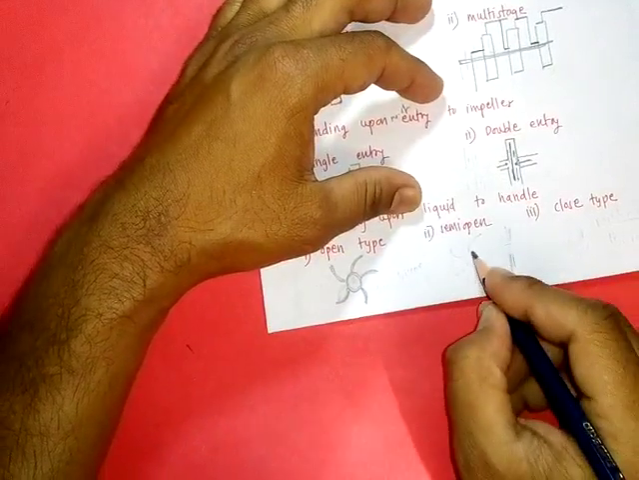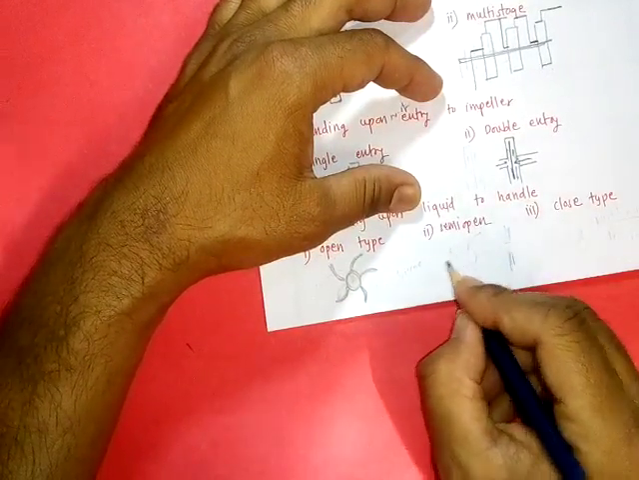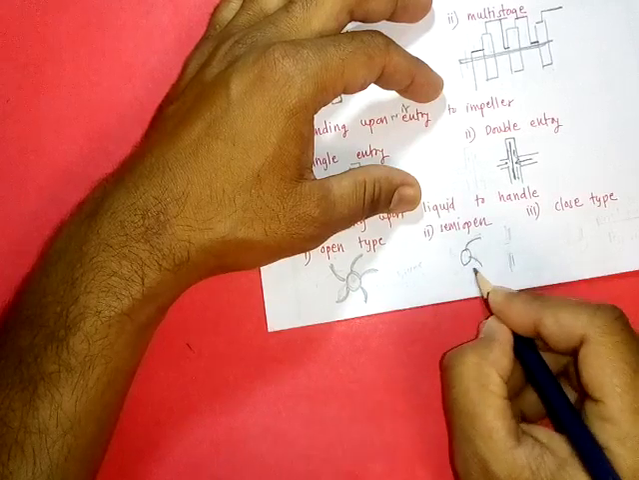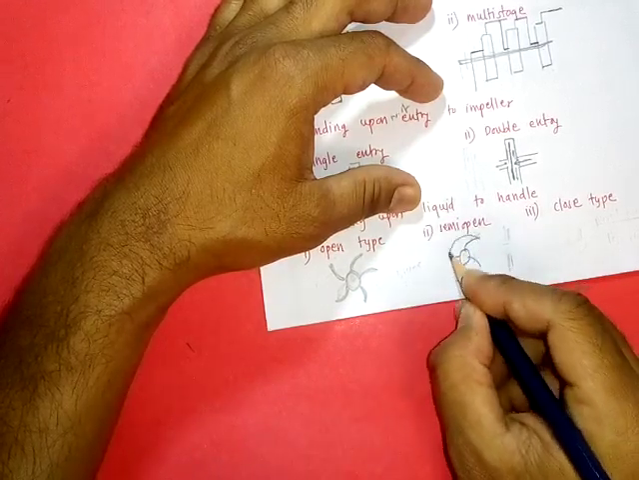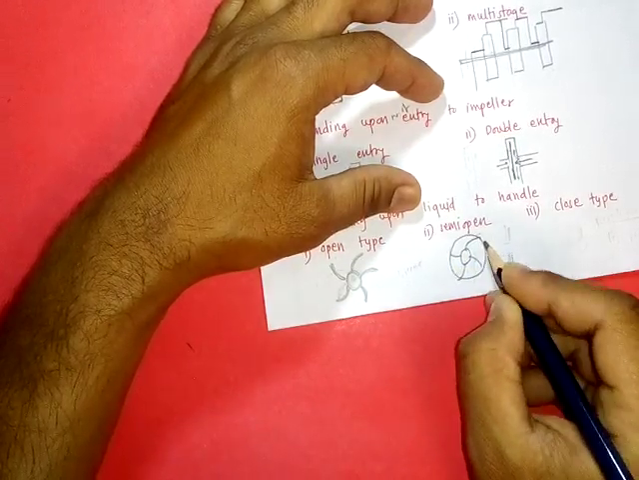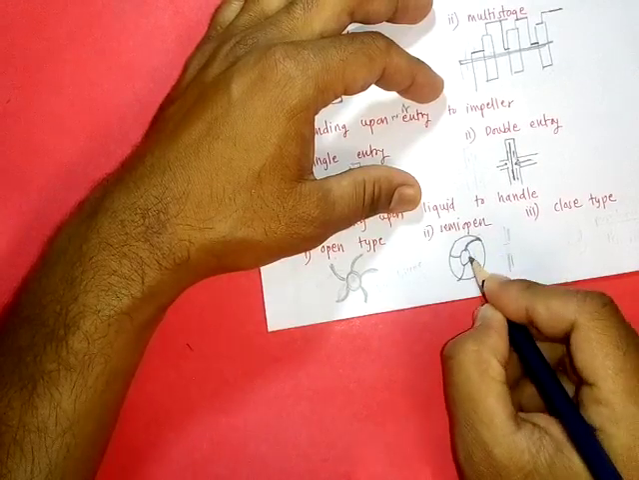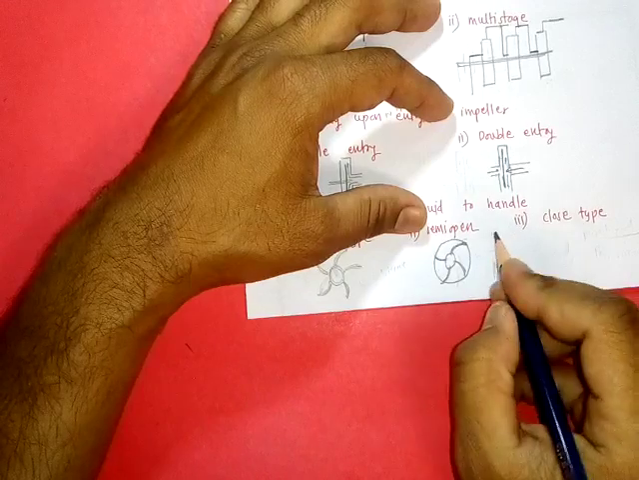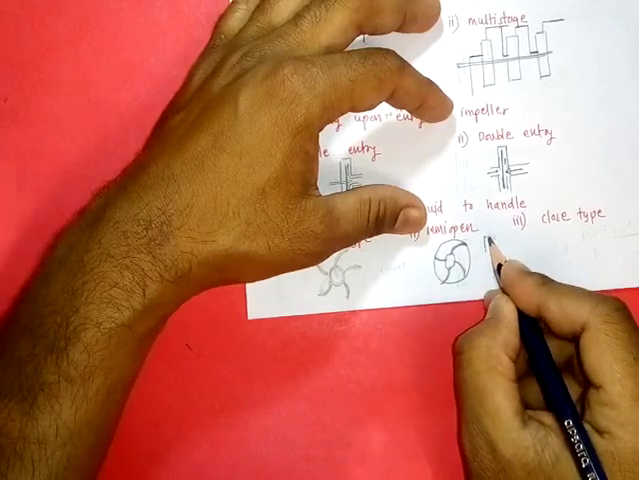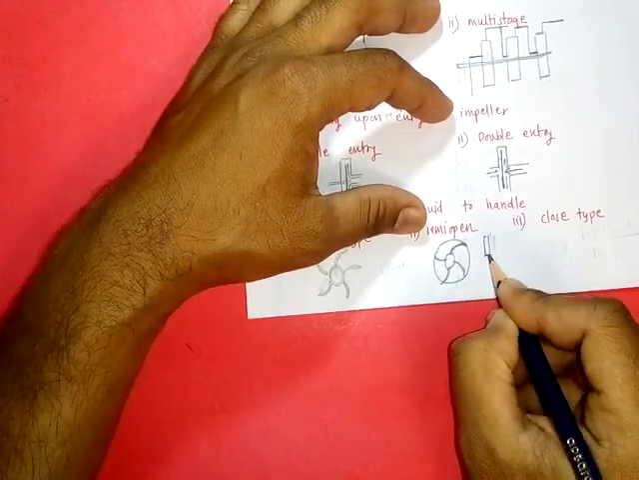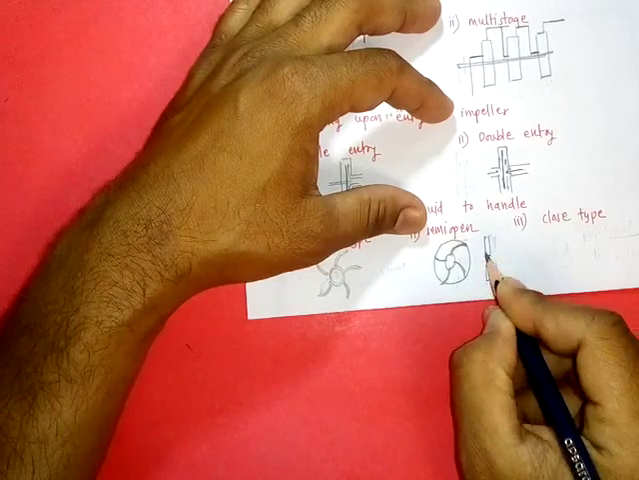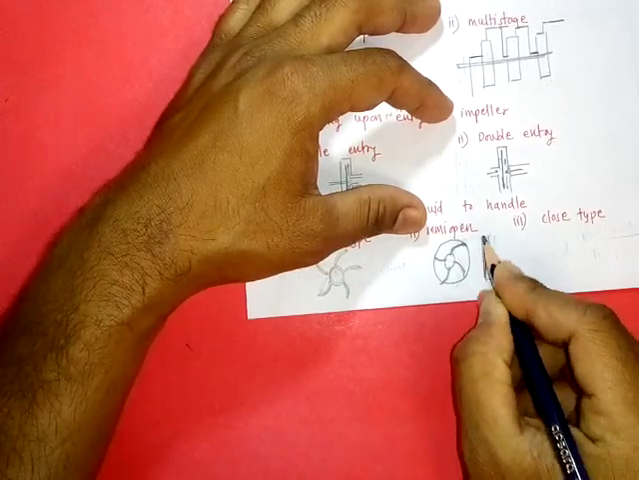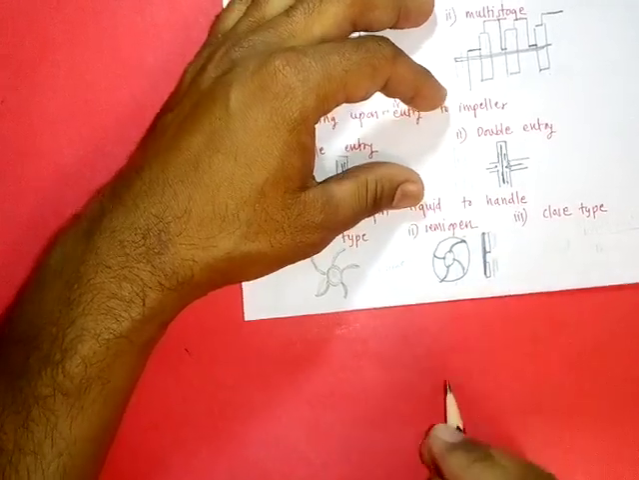In case of semi open, if these are the vanes, then a single covering plate is attached from either the upside or downside. Then it is a semi open type of impeller. That is, these are the vanes, and they are surrounded by one single covering plate. So these vanes are supported from a single side.